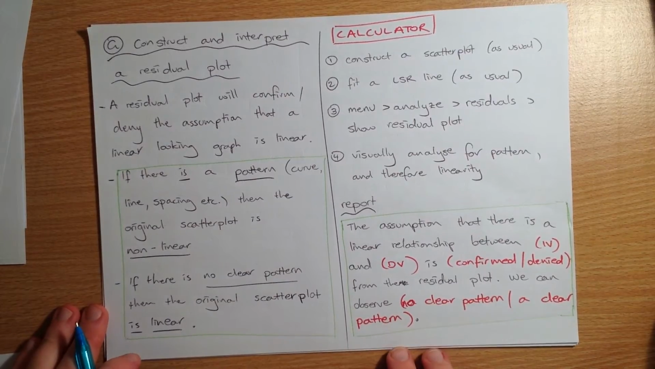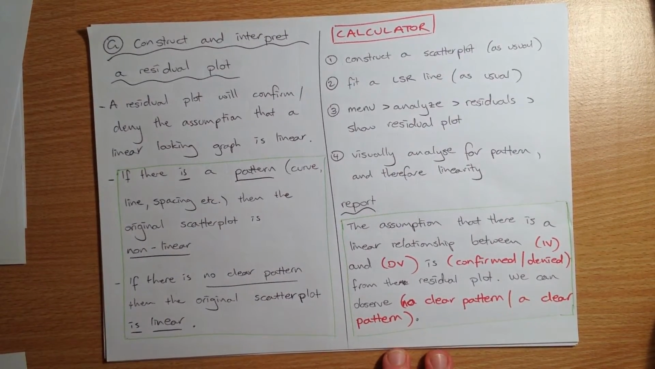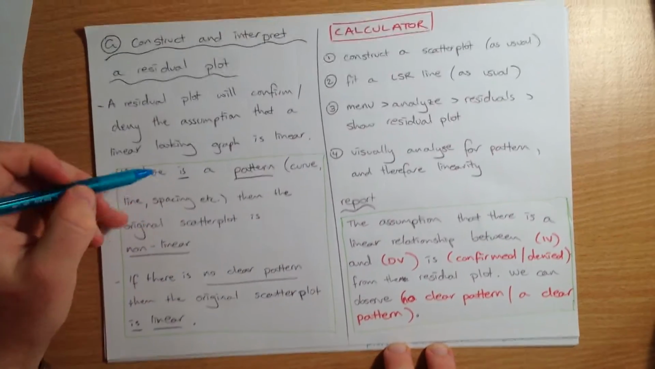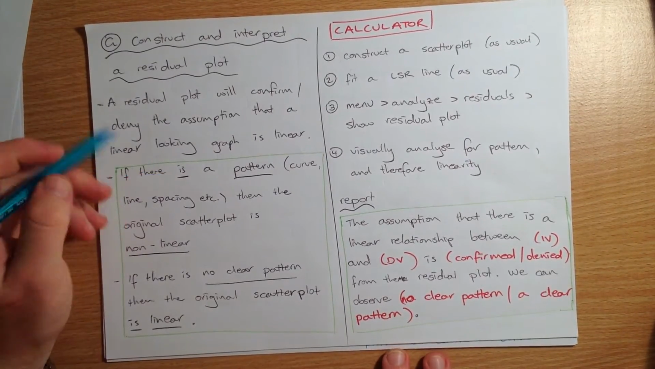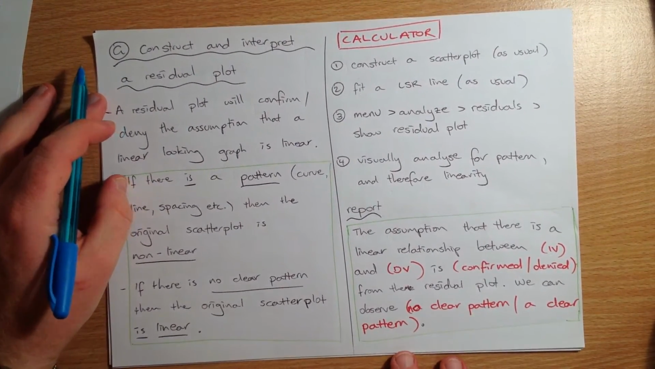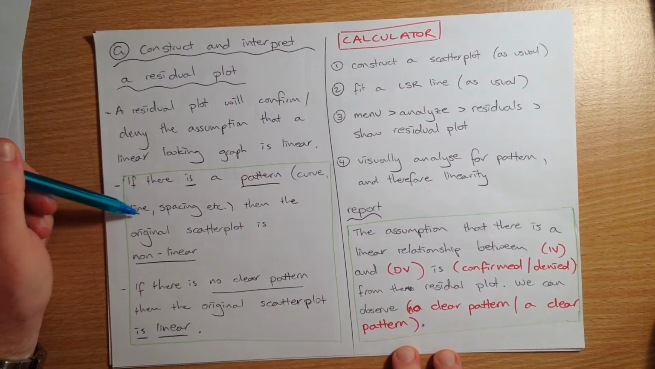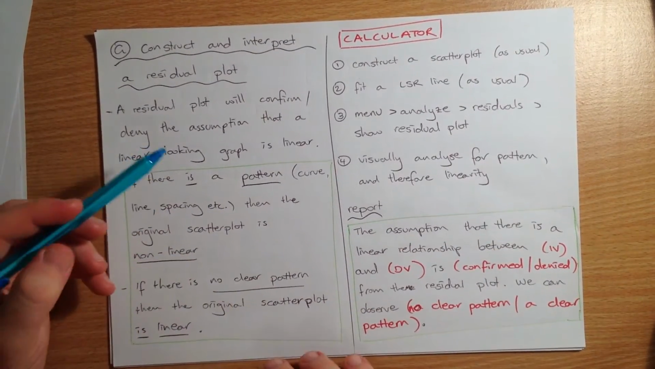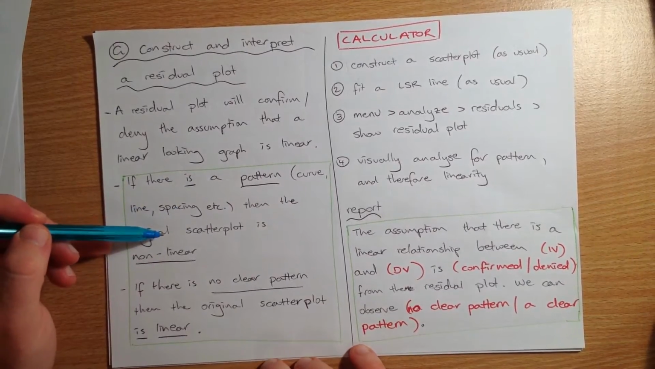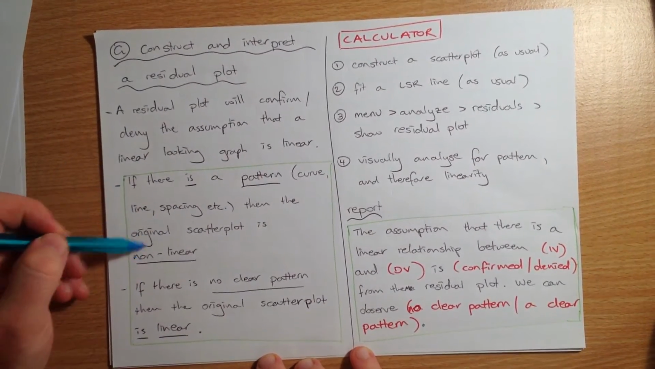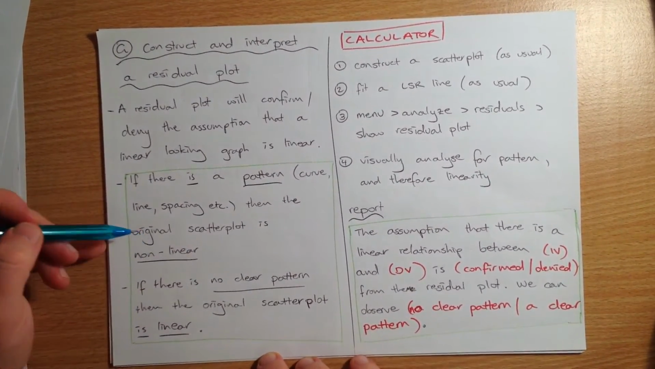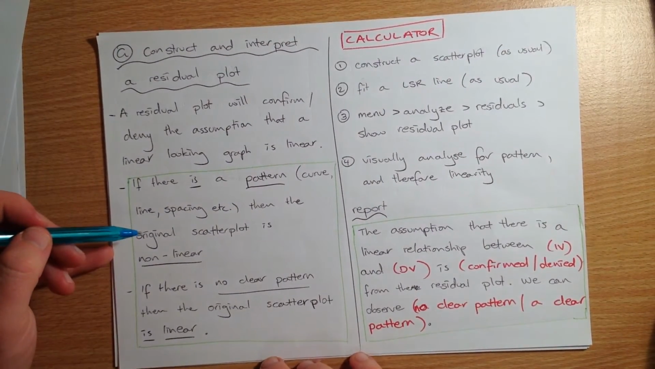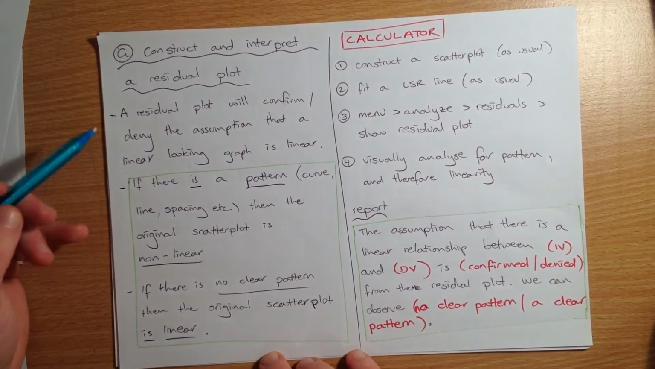So once you've made your residual plot, and we'll look at some in a minute, if there is a pattern, so some sort of discernible pattern in that residual plot, like a curve or a line of some sort, or some sort of weird spacing, then we can say that our original scatter plot, our graph, is not a linear graph, and that's bad news. That's what we don't want, because then we can't do all of our analysis that we've learned how to do.